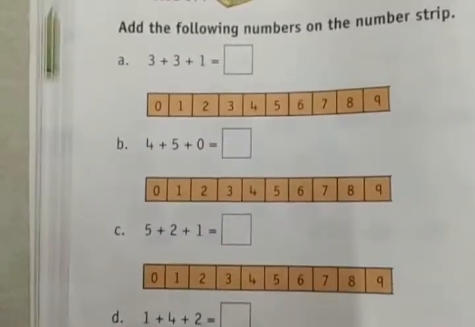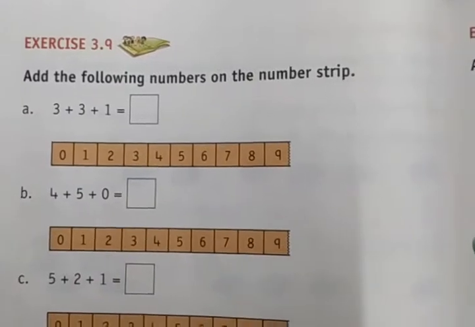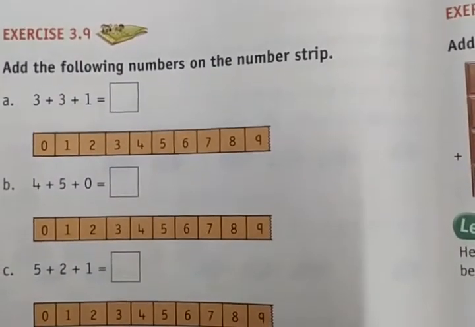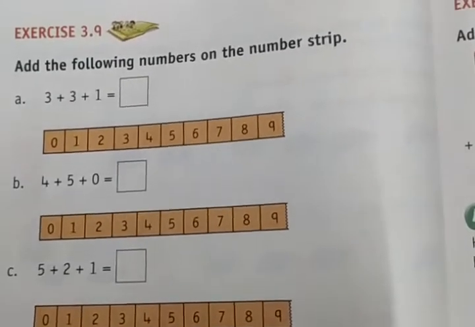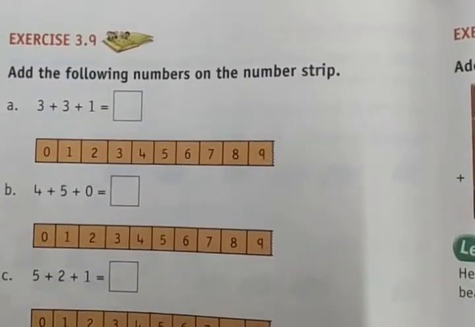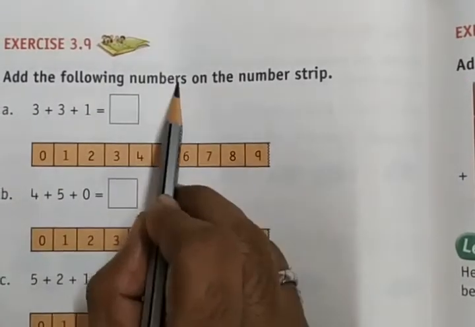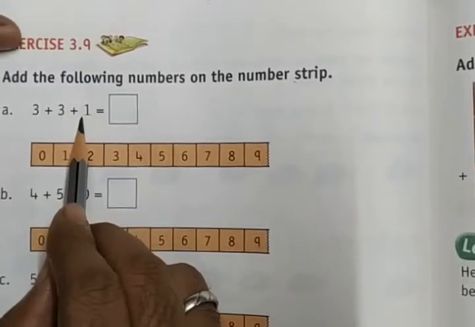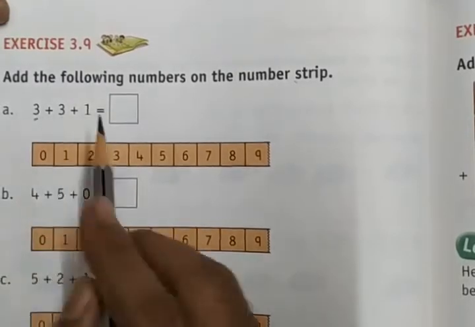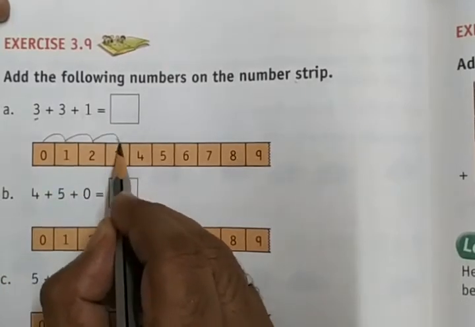This is exercise number 3.9. Add the following numbers on the number strip. 3 plus 1 plus 6. How can we add? First we need to take 3 gems. From this 1, 2, 3. We will reach 3.